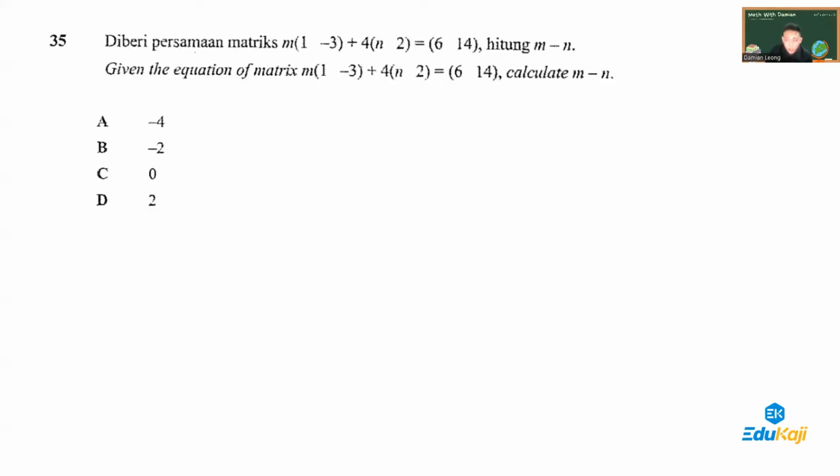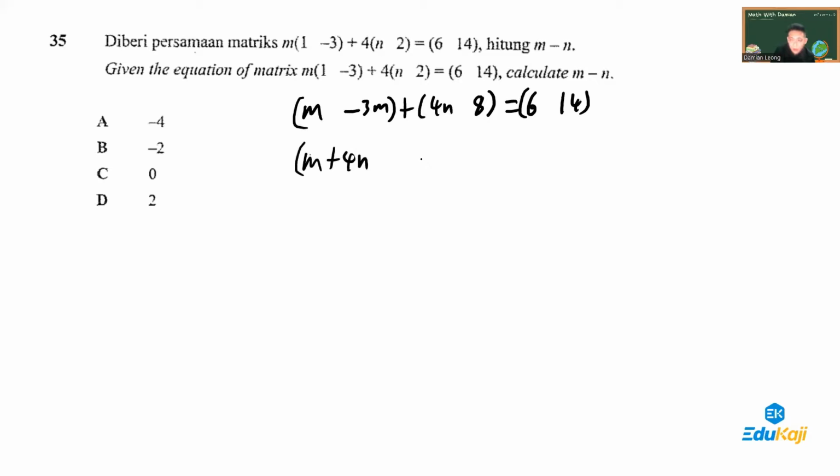35 is matrix. I want M minus N. So first, we want to know what is your M and N. So times the M in, M minus 3M plus 4N, 8 equals 6, 14. So when I add this together, basically M plus 4N, negative 3M plus 8 then equals 6 and 14.